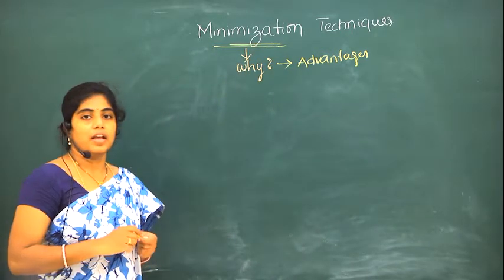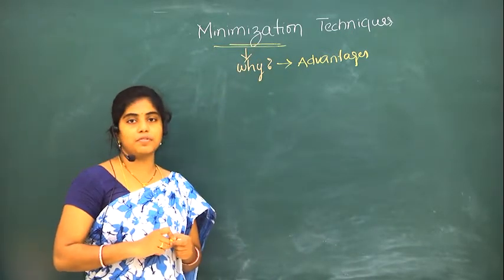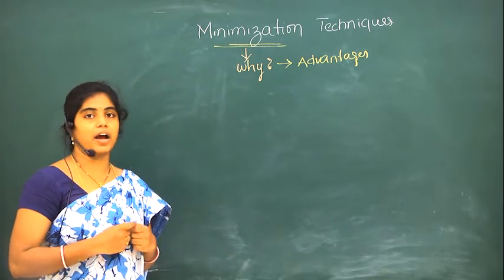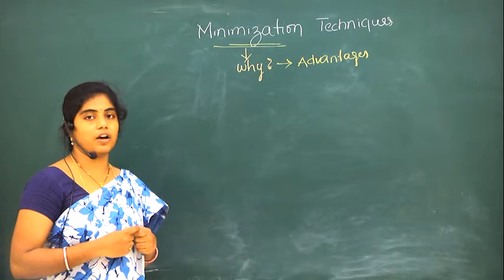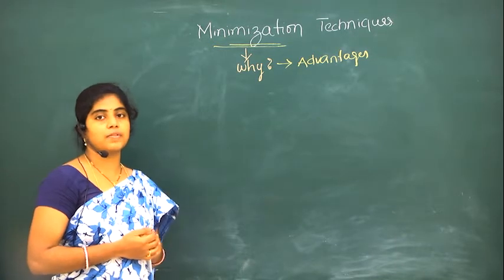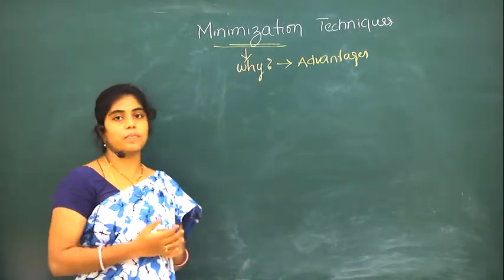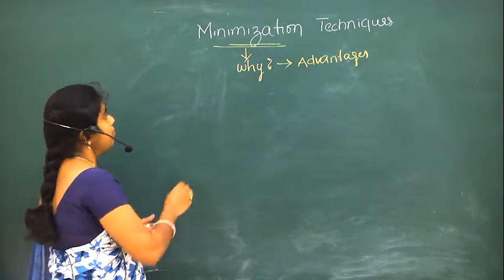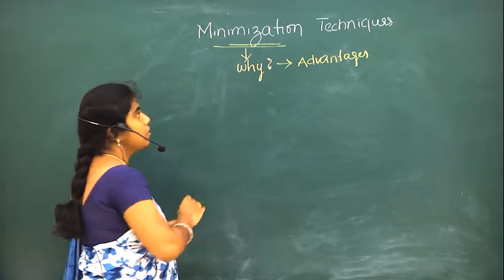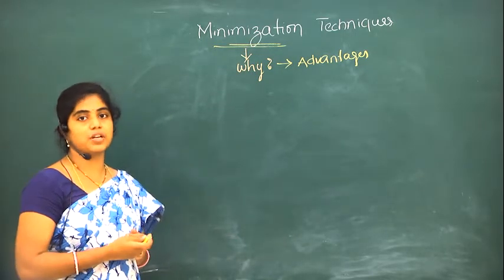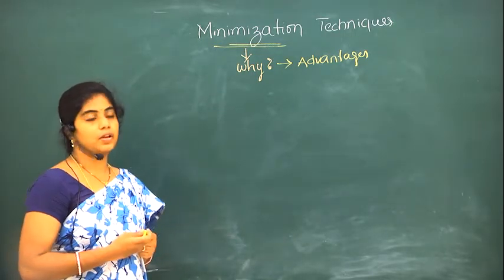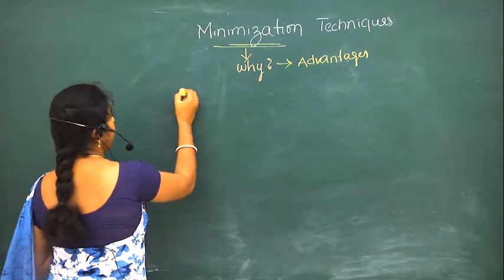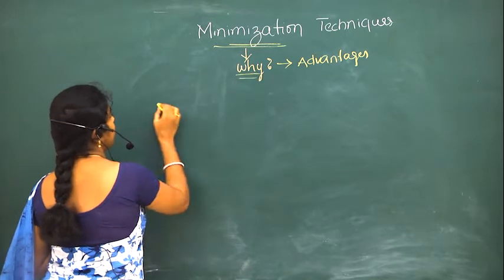In the last topic of unit 1 we have learned about logic operators like AND, OR, NOT, and also NAND and NOR gates. Those are the logic operators we operate on logic expressions. So minimization is nothing but minimizing a Boolean expression to its simplest form. Before understanding that, we will first understand why we need minimization technique.